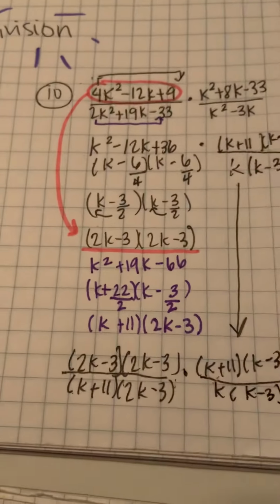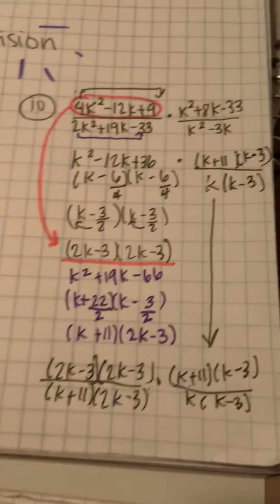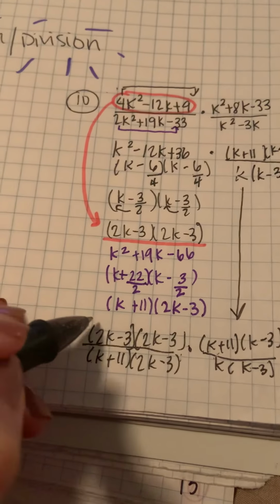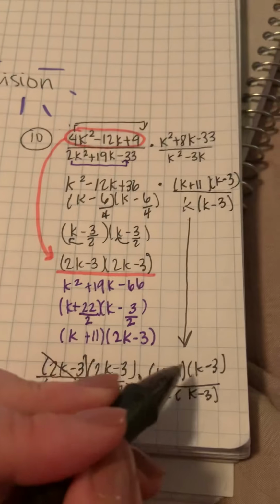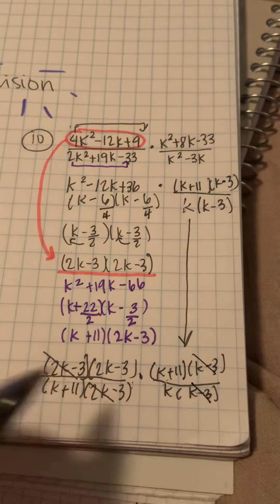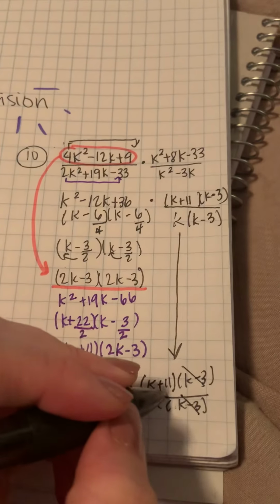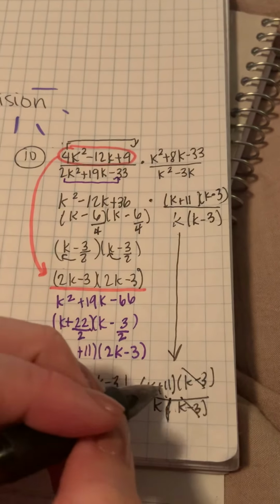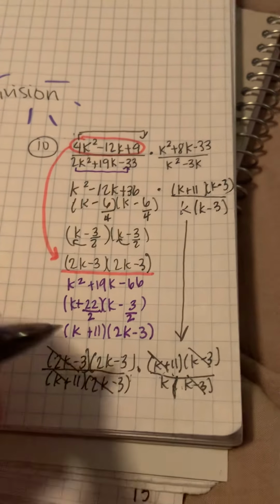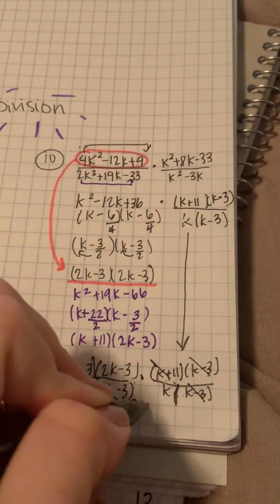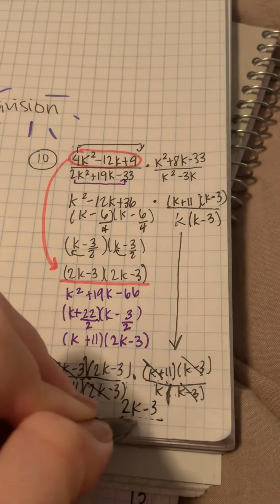Now I'm at the fun part. I can just see what cancels out, what's on the top and the bottom. Well, I already know I've got 2k minus 3, 2k minus 3. Check. I've got k minus 3, k minus 3. And, sorry, this is a parenthesis. And I have k plus 11 and k plus 11. Awesome. So now I'm left with 2k minus 3 over k.